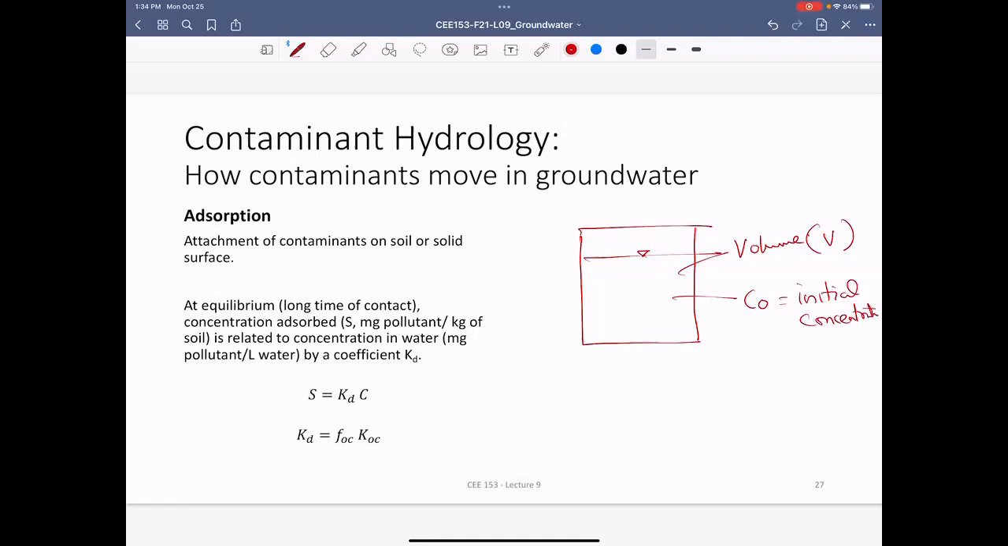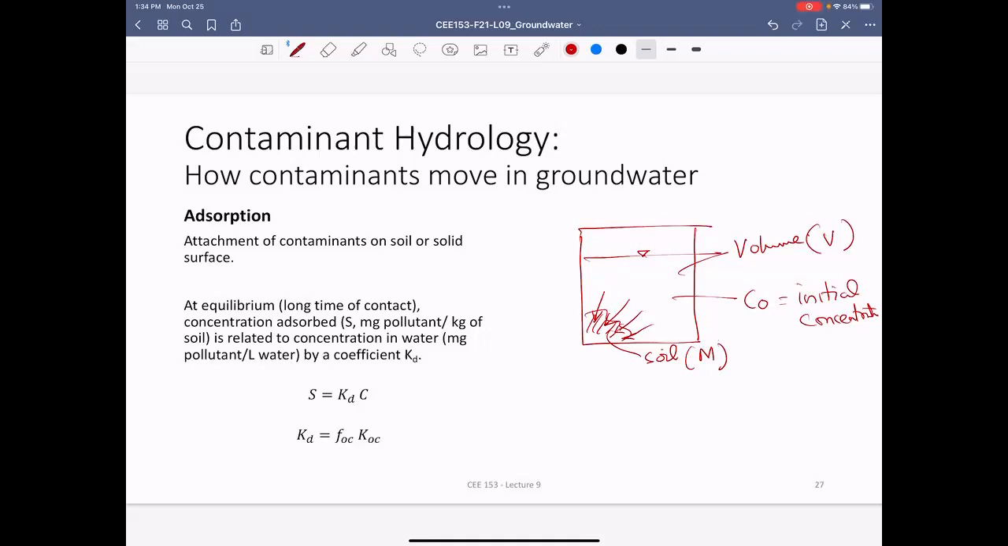We saw this adsorption very early in this class, not today's class, but early in the first three lectures. So I'm just rephrasing it. Now what you do is you put in some aquifer material, some amount of soil with mass M, you add it, and then you shake it. Mix it together for a while. When you mix it together, some of the pollutant is going to start adsorbing on the soil. Okay.